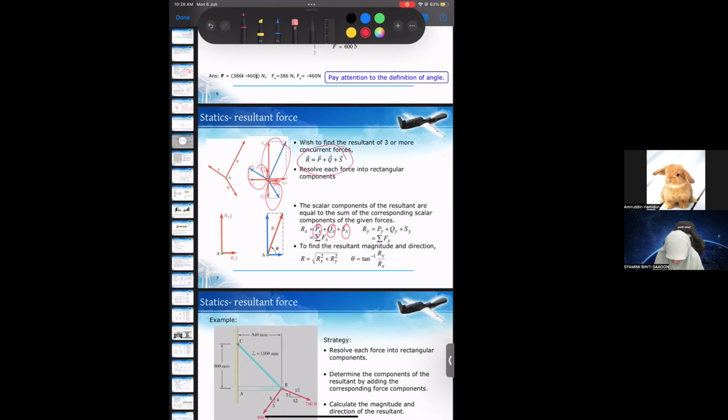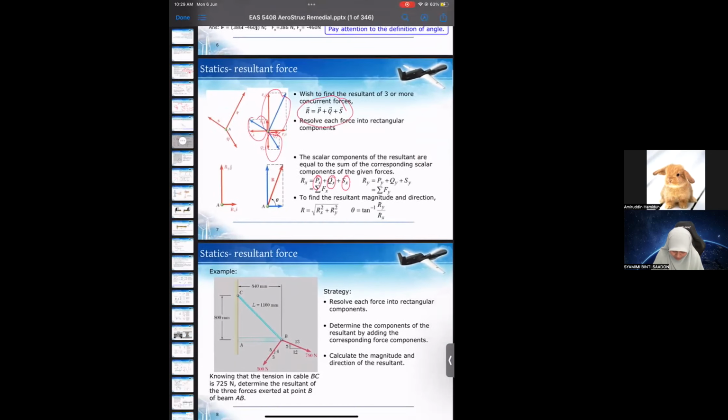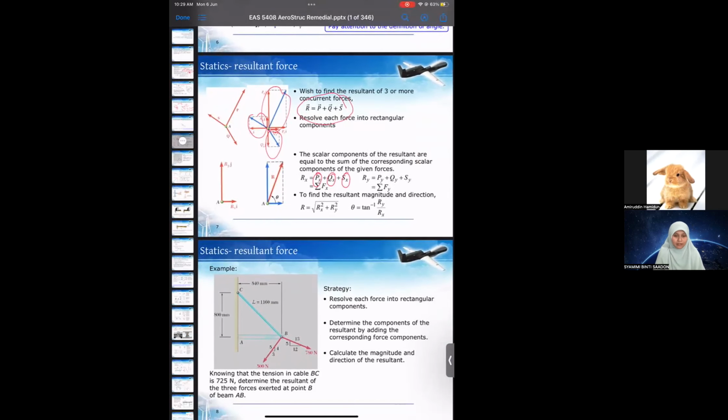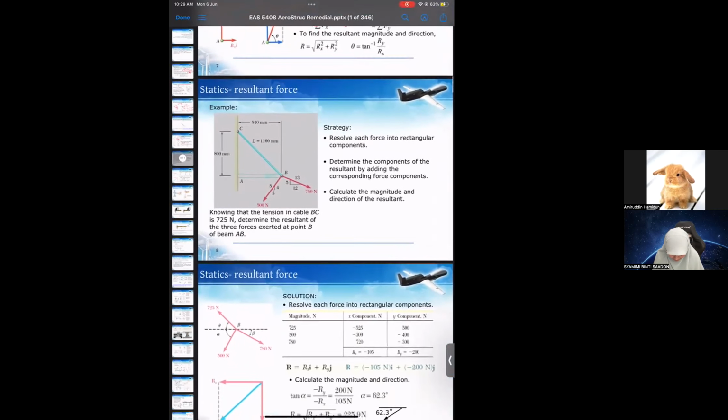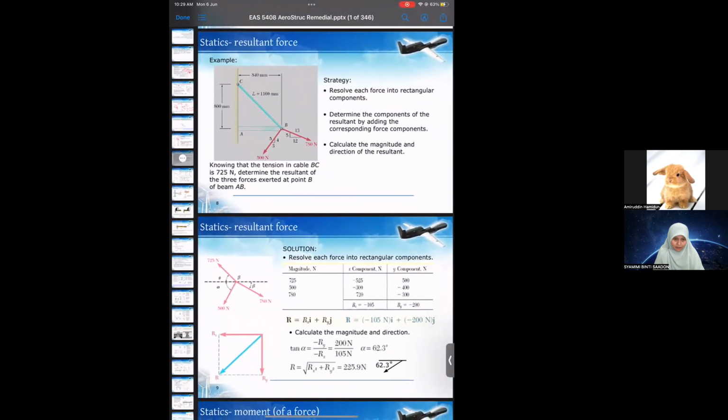Then to find the resultant force, we get the magnitude and direction of R. The magnitude and direction are like the theorem again. By using the Pythagoras theorem, we can get R by the square root of Rx square plus Ry square. So this is the normal Pythagoras theorem. This is an example; you can take a look at this example later on.